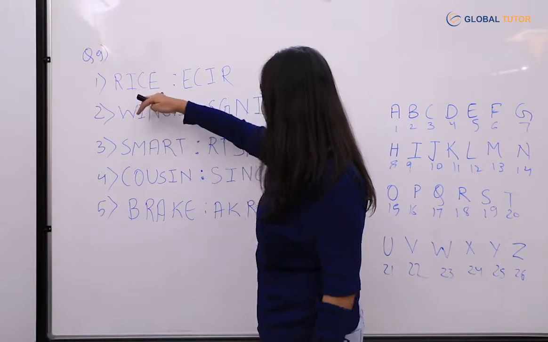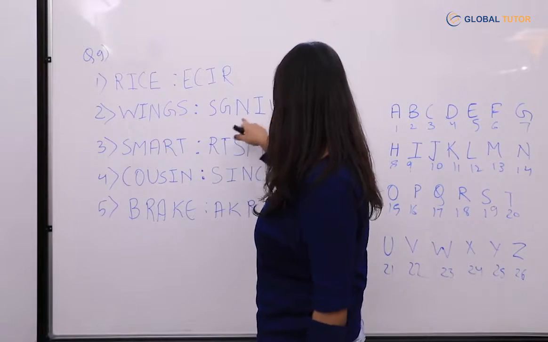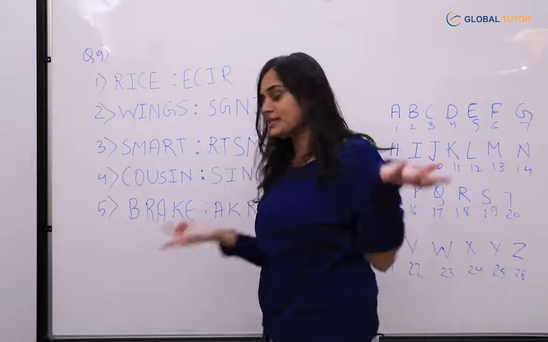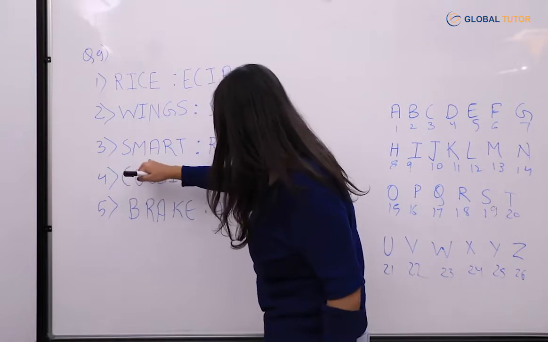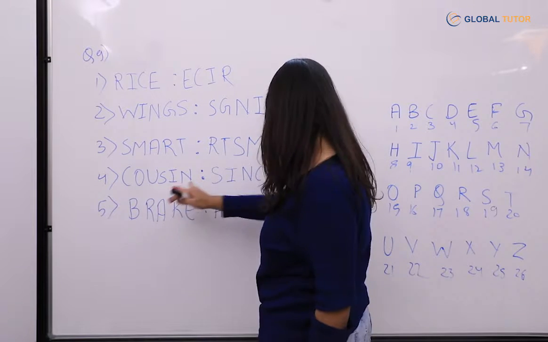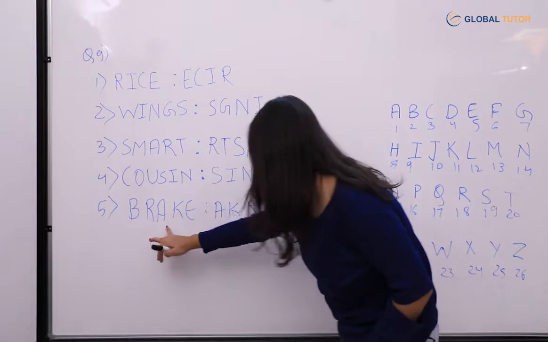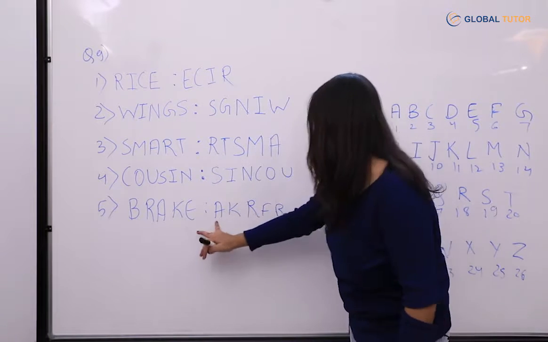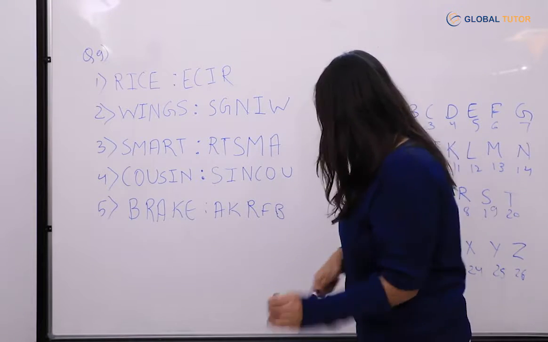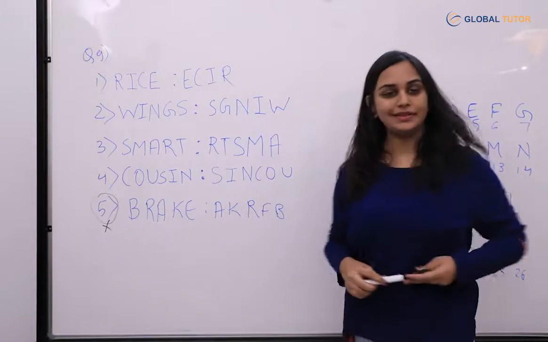Let's go with this. RICE and RICE. Okay. WINGS and WINGS. I know it's annoying, but we'll anyway go from first to the last. I know we all know the answer, but whatever. SMART, SMART. COUSIN, COUSIN. Okay. BRAKE and BRAKF. This should have been our first way. So this particular option is the odd one out.